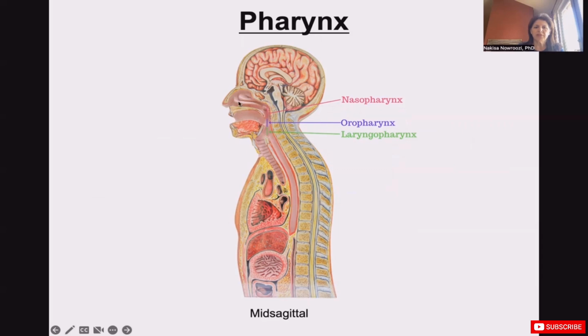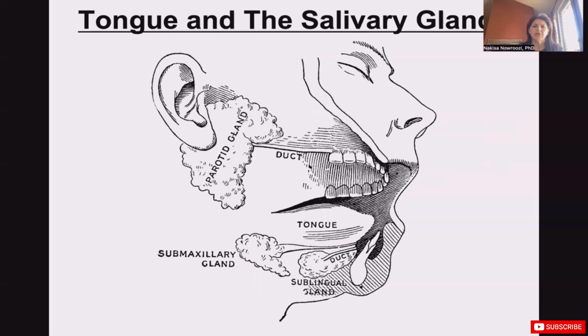You have the nasopharynx where the nose area is, the oropharynx in purple where the mouth is, and the laryngopharynx when you're getting to the larynx area, in green. This is a mid-sagittal section of the head. Here is showing us the salivary glands. This is the tongue. This is the parotid gland by the ears. The submandibular gland is by the mandible, and the sublingual gland is under the tongue, and it shows the ducts of these glands as well.